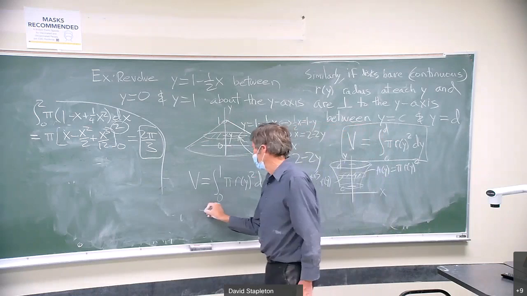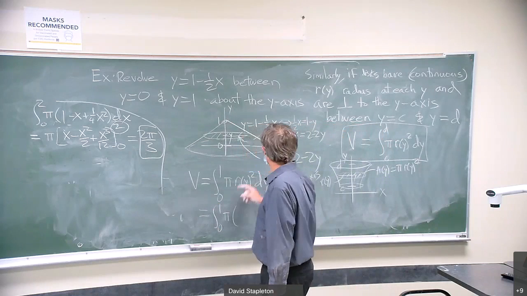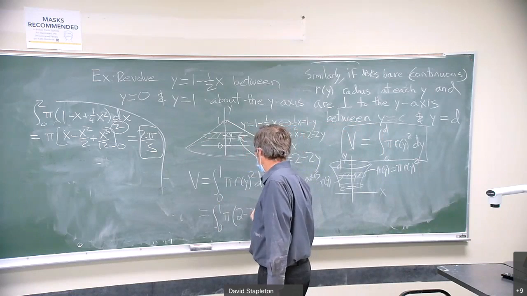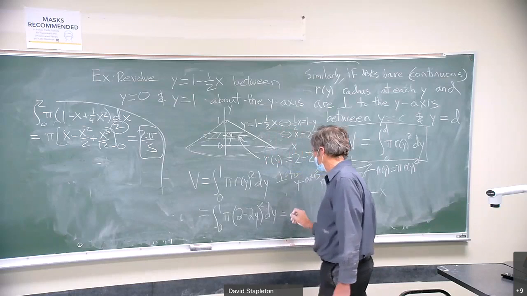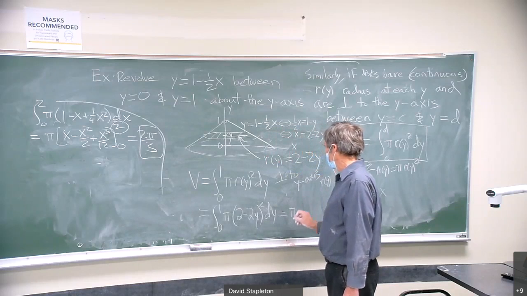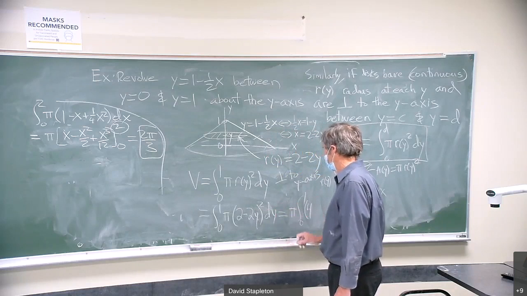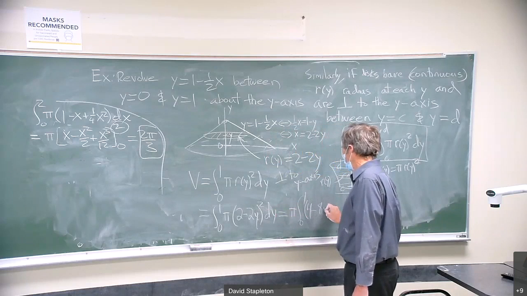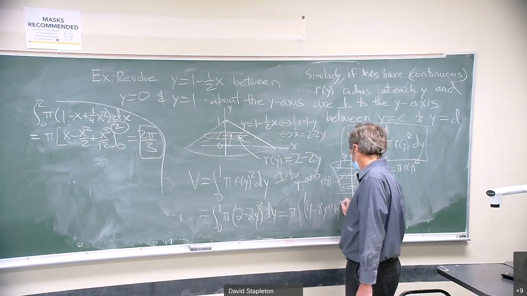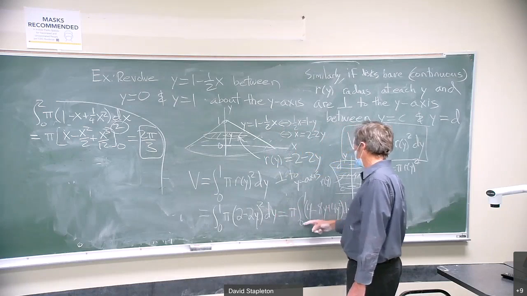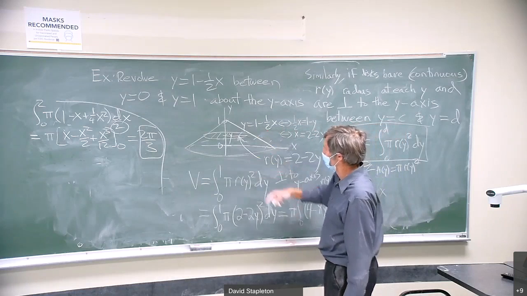So I have to compute this. This is the integral from 0 to 1 of pi times the radius, which is 2 minus 2y, squared, integrated with respect to y. Well, now if pi comes out and I integrate from 0 to 1, I better square this. It's 4 minus 8y plus 4y squared. This time from 0 to 1 is correct, because y starts the cross sections at 0 and ends at 1.